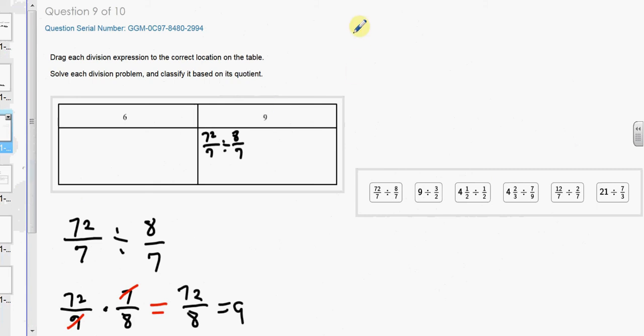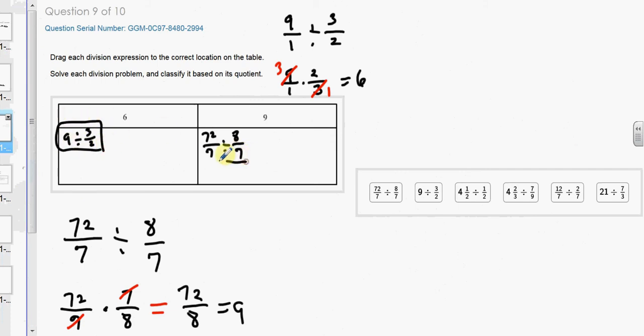So now, let's look at the next one. 9, let's say over 1, divided by 3 over 2. So this is 9 over 1 times 2 over 3. So we have 3 goes into 3 one time, 3 goes into 9 3 times. Multiply 3 times 2, just get 6 divided by 1, it's just 6. So we put this guy over here in this spot. We go to the next one.